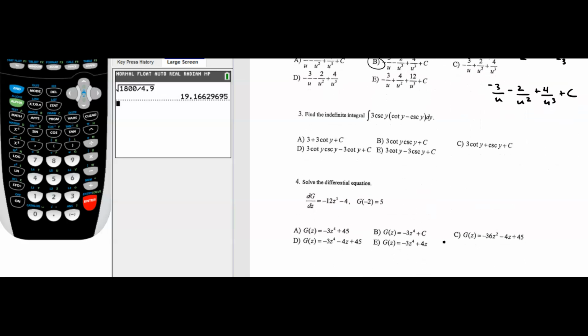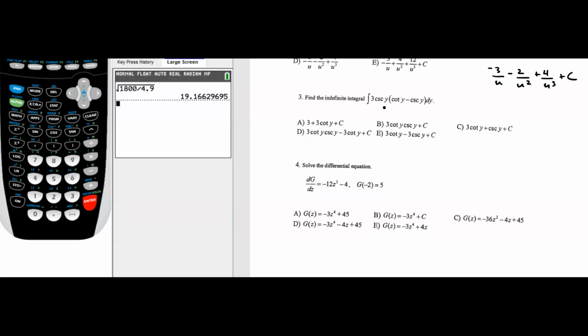Okay, number 3. Find the indefinite integral. And here I'm probably just relying on functions that I'm already familiar with their derivative. And since there's a product, I'm most likely going to just distribute this through and hopefully get some of those functions that look like derivatives of some other functions. And so if we distribute cosecant of y through, then this becomes the integral of 3 cosecant of y cotangent of y. And then we have minus 3 cosecant squared y.